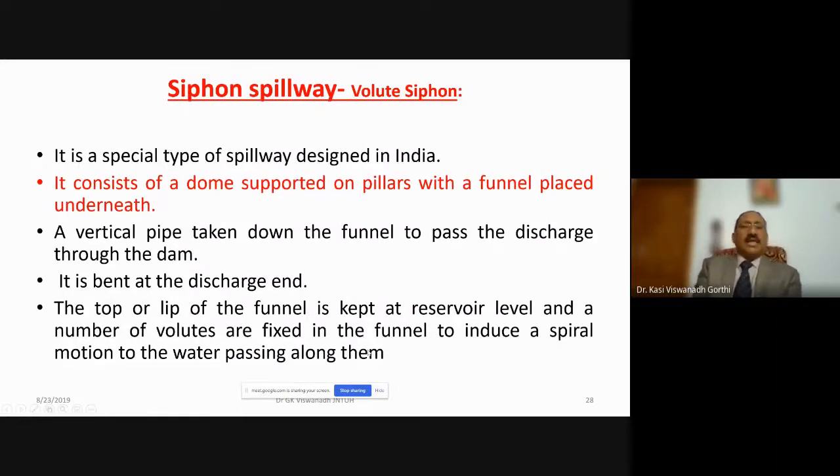Okay, volute siphon is the other type. It is a special type of spillway designed for Indian conditions. It consists of a dome supported on pillars with the funnel placed underneath.